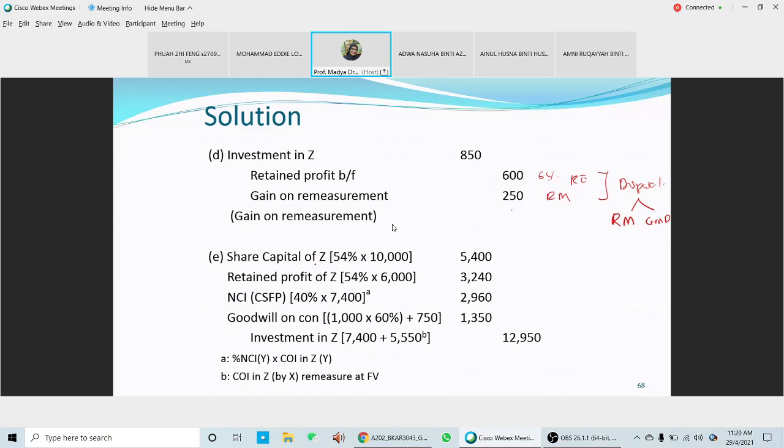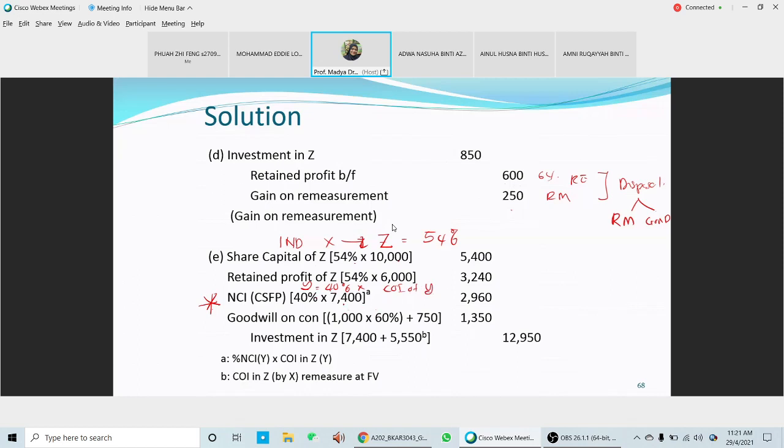Okay, and then for share capital here, we're going to account using indirect interest. So indirect interest of X in Z that we have here, in Z here we have 54%. So 54% times 10, this one is 10 to 6. So look here. NCI in Y here is 40%. And then times COI of Y. COI of Y here is 7.4.